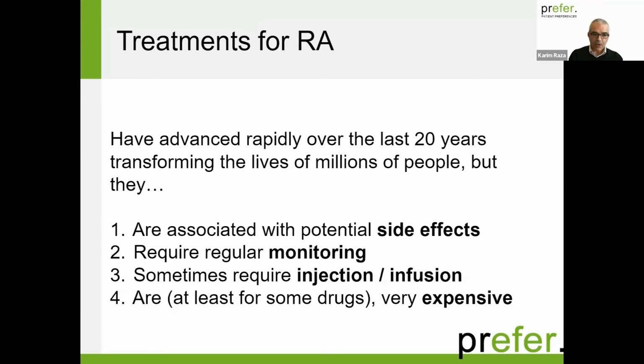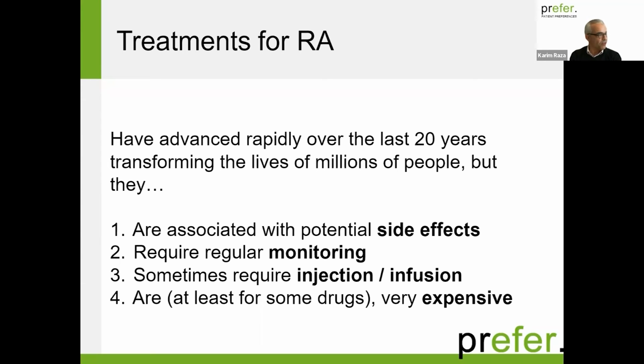So over the last 20 years, there have been huge advances in treatments for rheumatoid, and the lives of millions of people have been transformed as a result of it. But there are issues with the treatments. The first is that all of the treatments are associated with potential side effects, some mild, but some potentially very severe. The treatments are troublesome in that most of them require regular monitoring.